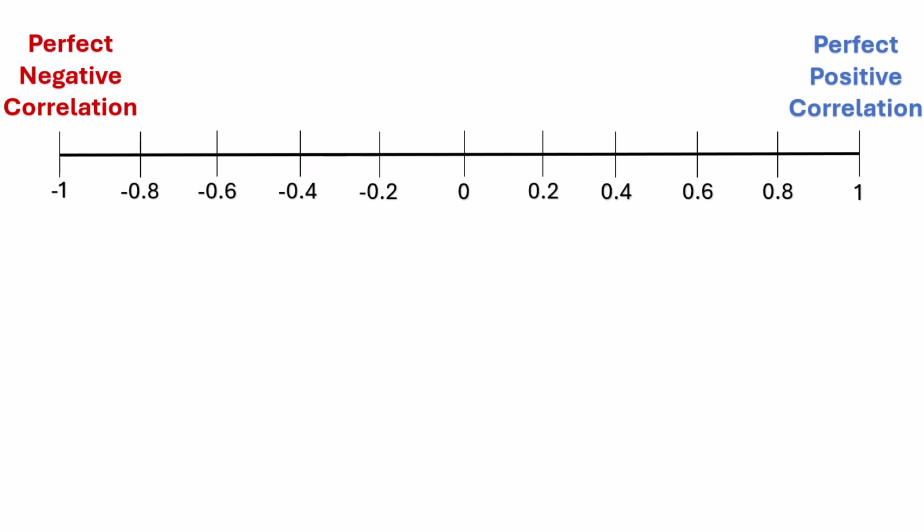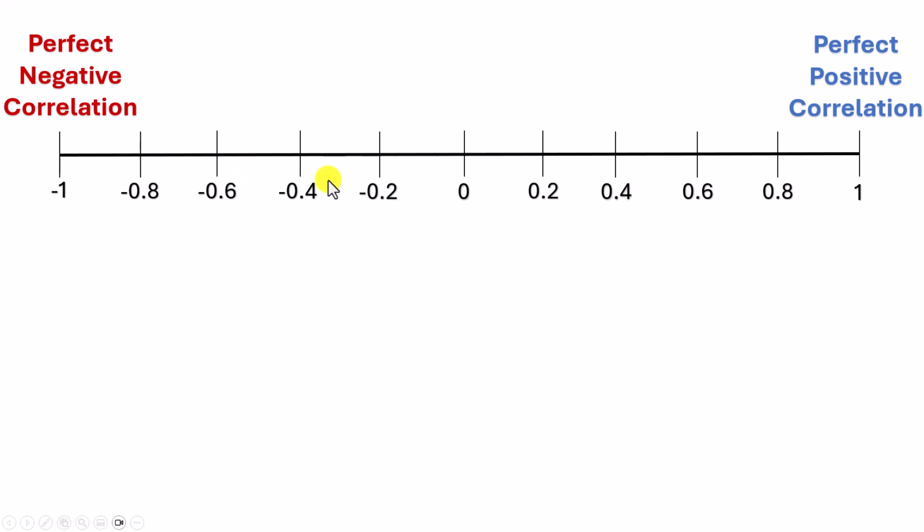Now, these are both perfect correlations, meaning that all the dots would fit exactly on the line. But the difference is this would be a downward sloping line where the two variables go in opposite directions, whereas this would be an upward sloping line where the two variables go in the same direction.